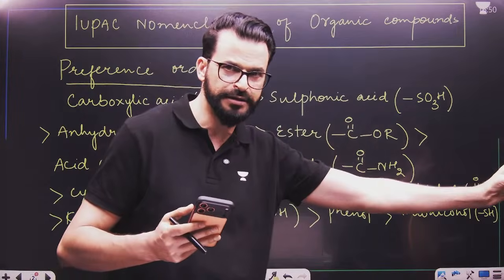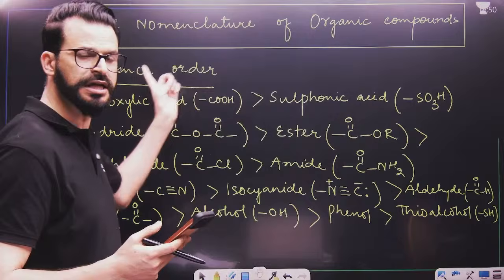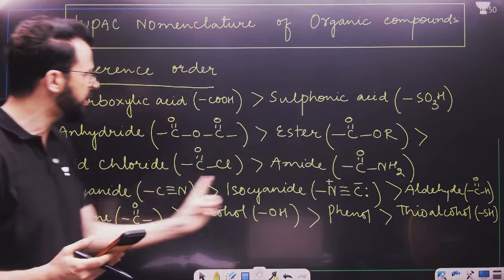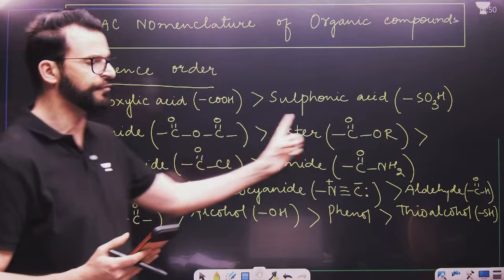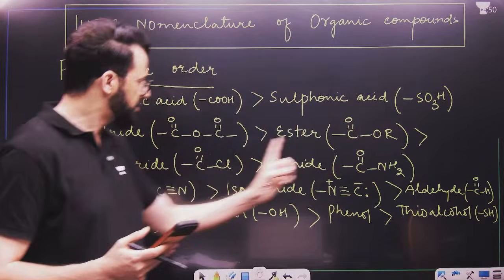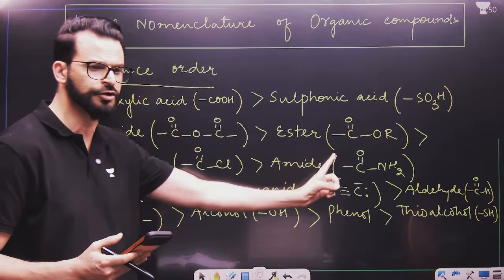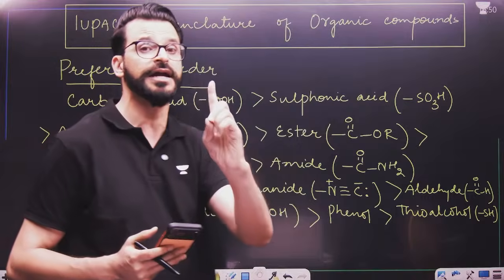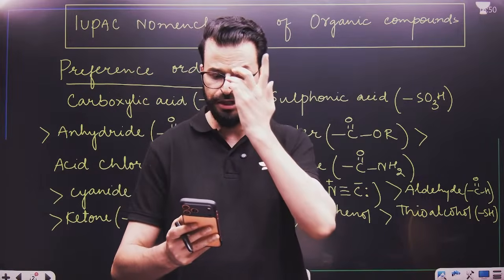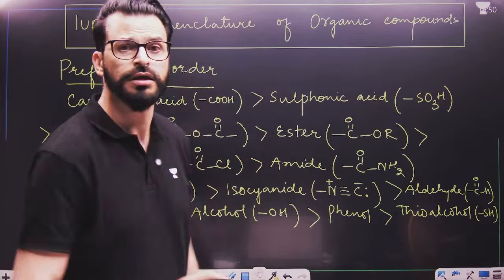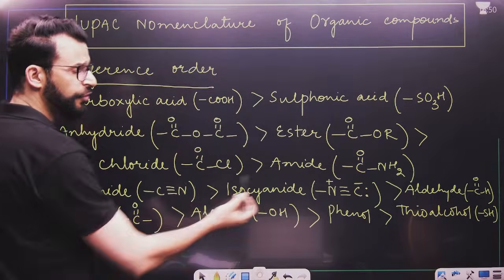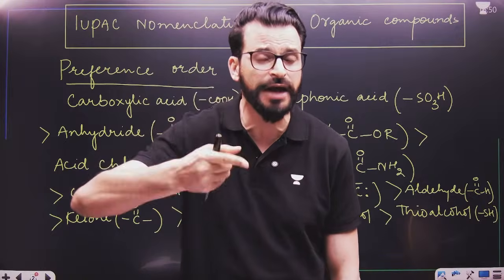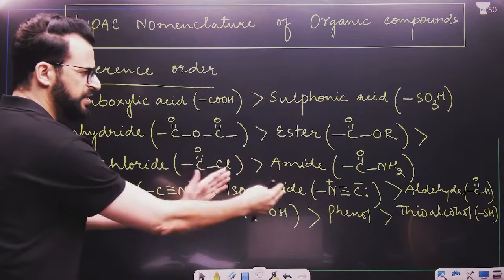First, the acid family. Among the acid family, first carboxylic acid, then sulfonic acid, then acid derivatives. Among acid derivatives, first that acid derivative which has more oxygen, that means anhydride, then ester, then acid chloride and amide. Among acid chloride and amide, write acid chloride first, then amide. After that, the nitrogen family which contains multiple bonds, and among those there are two, cyanides and isocyanides. Write down that which comes first in alphabetical order, so cyanide first, after that isocyanide.